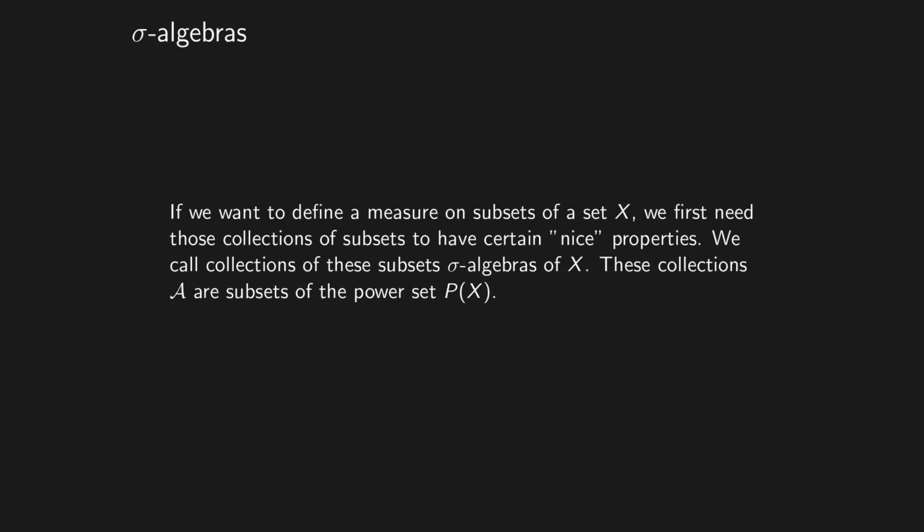So to begin our study of measure theory, we first need to look at what subsets we can actually define a measure on. To define a measure on subsets of a set X, we need these collections of subsets to have certain nice properties. And these collections of subsets with these properties we call sigma algebras of X. These collections are generally denoted by A, and they are subsets of our power set P of X, which is just the set of all subsets of X.